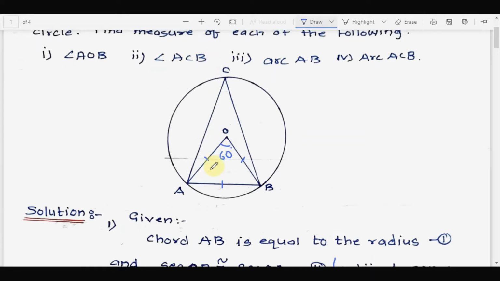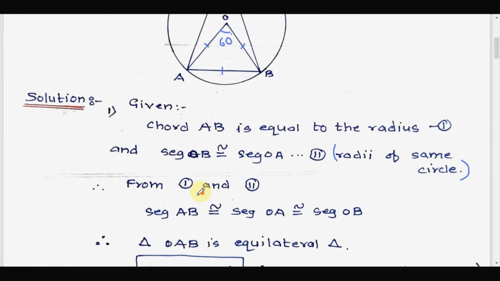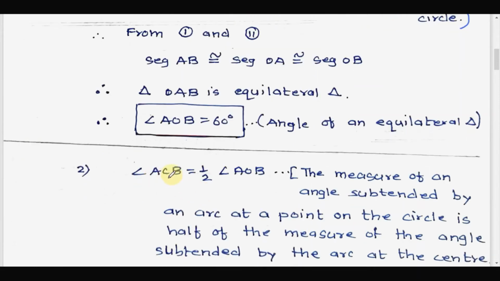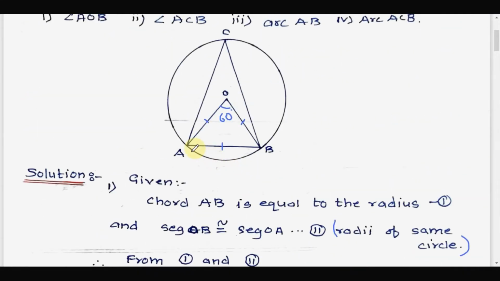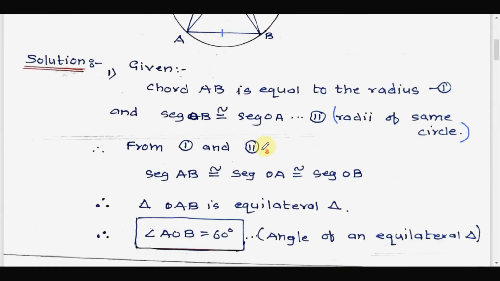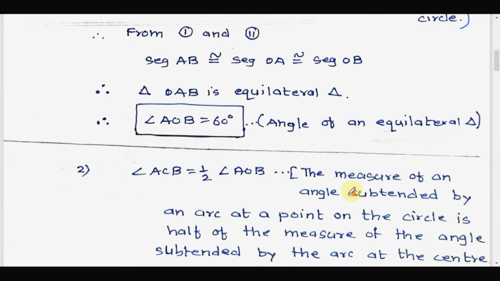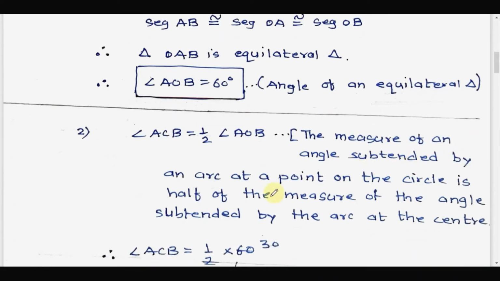How much is ACB? Which is ACB here? Now you know the property regarding the minor arc. Let us see how it is. You know that angle ACB is equal to half of angle AOB. Why? The reason is that the measure of an angle subtended by an arc at a point on the circle is half of the measure of the angle subtended by the arc at the center.